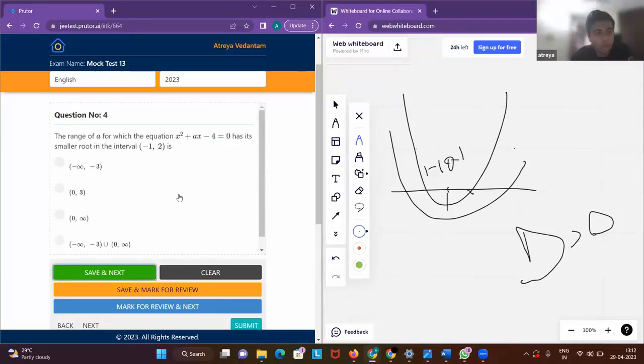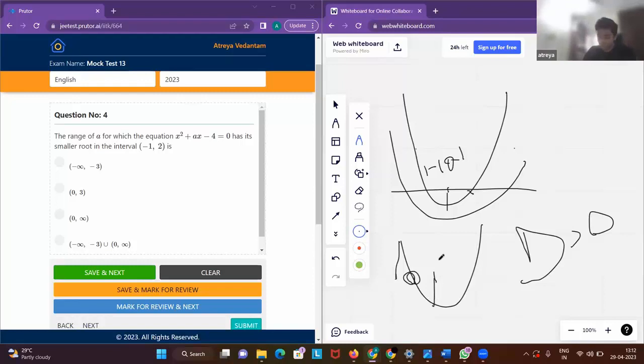Okay. The range of A for which the equation x squared plus ax minus 4 has a smaller root in the interval of minus 1 to 2. So first again we draw the diagram. So let's say minus 1 to 2 is that range. X squared plus ax minus 4 is a positive parabola. Since the smaller root lies inside, this is the only possible case, right? So the smaller root lies between minus 1 and 2, which means f of minus 1 should be positive and f of 2 should be negative, as you can see.